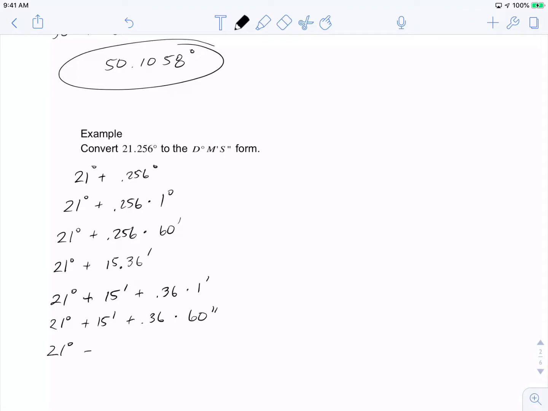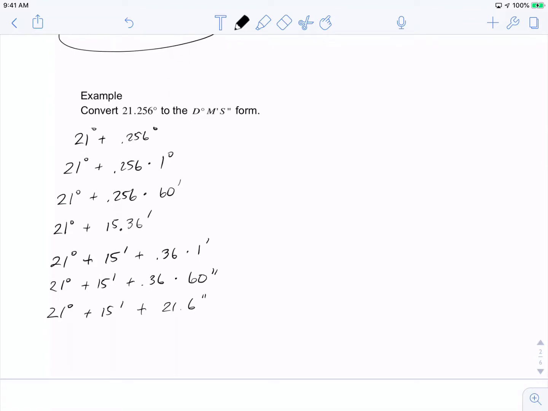And when we multiply that, we're going to get 21.6 seconds. And now we can combine this so it's written in the correct form. We're going to get 21 degrees, 15 minutes, and we're going to round this up to 22 seconds because we want it to be in just seconds. And so our answer is this piece here.